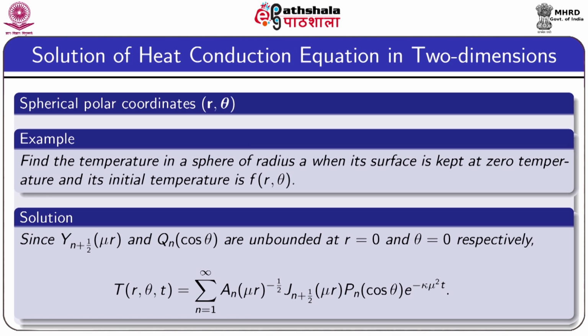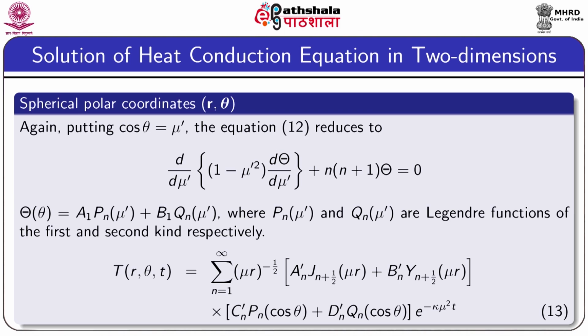Again, we shall take one example from spherical polar coordinates to make the concept more clear. In this example, we have to find the temperature distribution in a sphere of radius a, where its surface is kept at 0 temperature and its initial temperature is given by the function small f(r, theta). So, if we go back to the general solution, which is written in equation number 13.